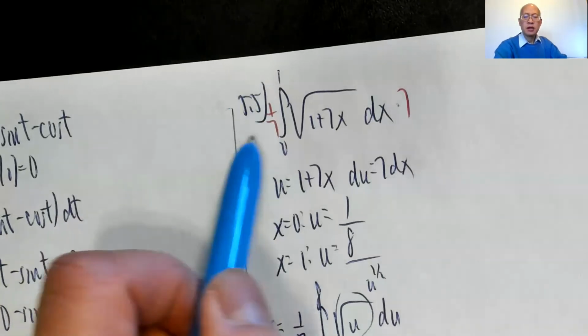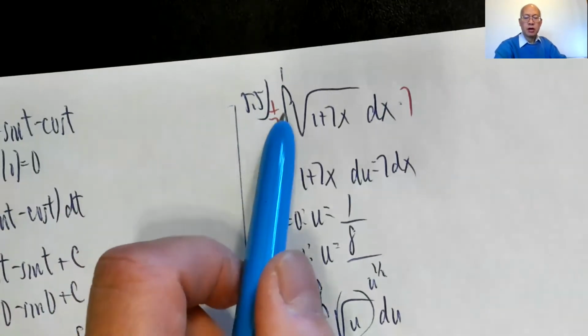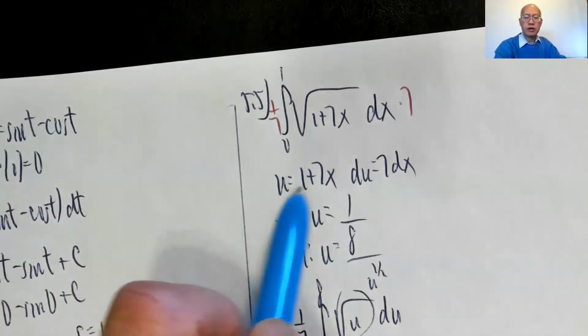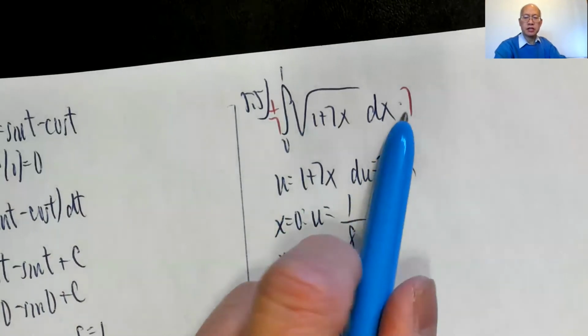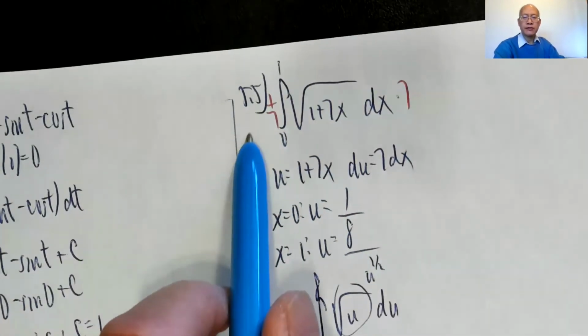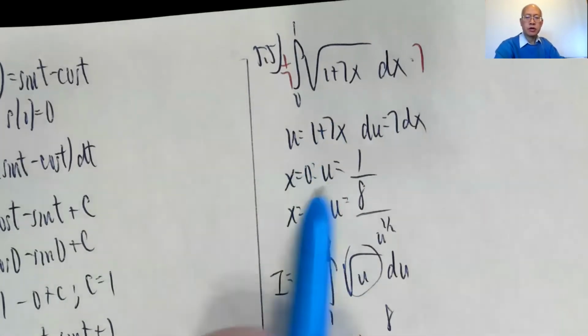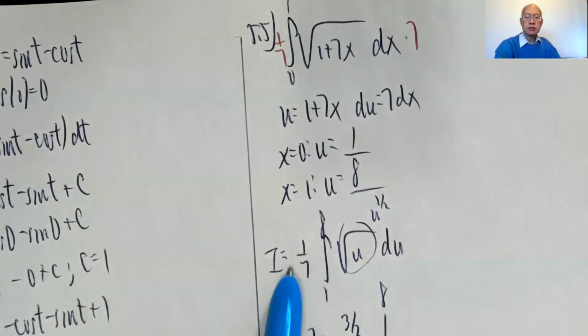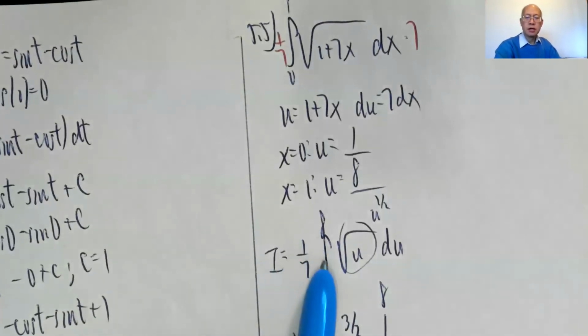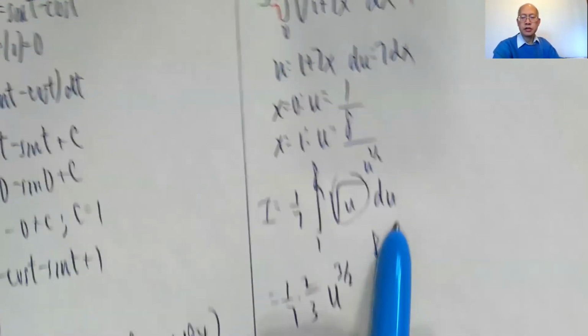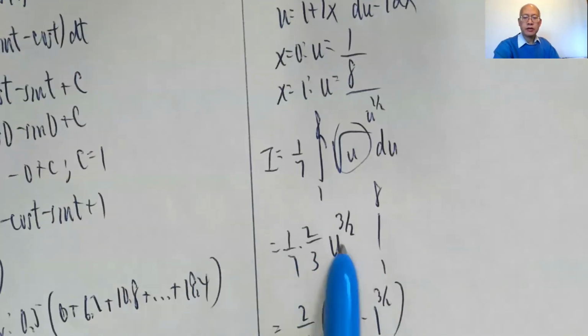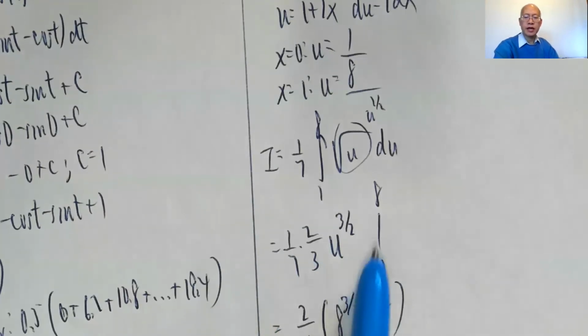5.5. I think we did this before. Radical 1 plus 7x, let u be 1 plus 7x, du is 7 dx, put a 7 inside, 1/7 outside. When x is 0, u is 1. When x is 1, u is 8. So 1/7 integral from 1 to 8 of radical u du, that's u to the half. So 1/7 u to the 3/2 times 2/3 from 1 to 8.